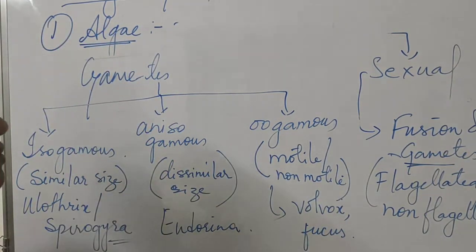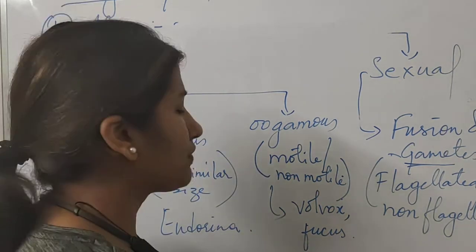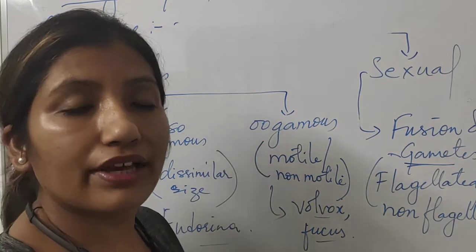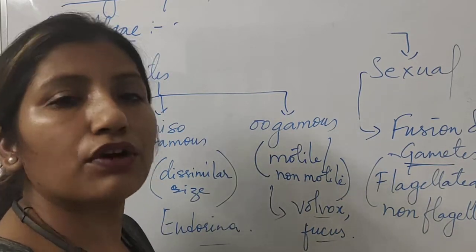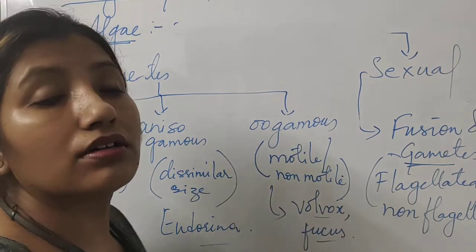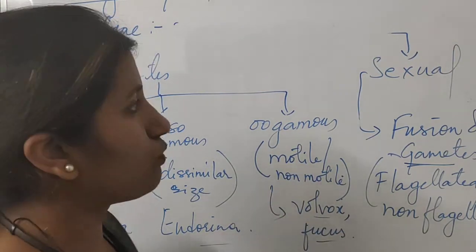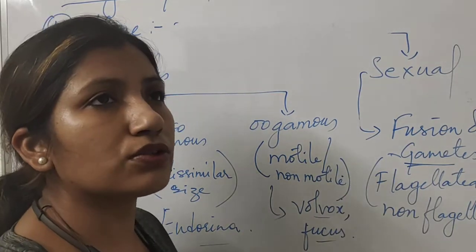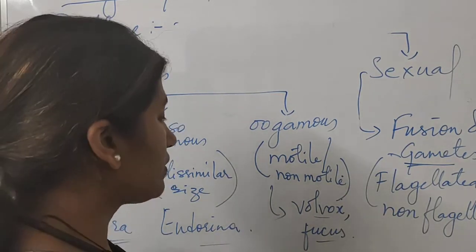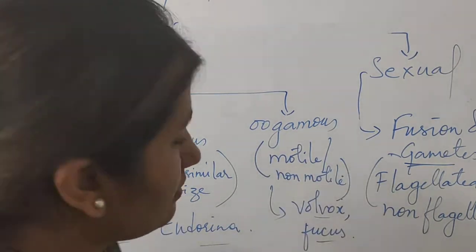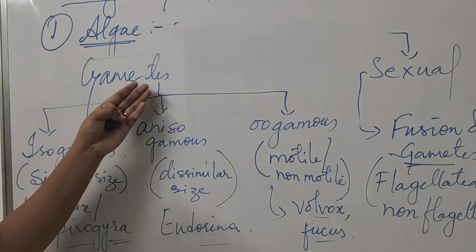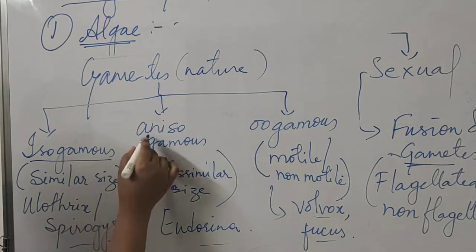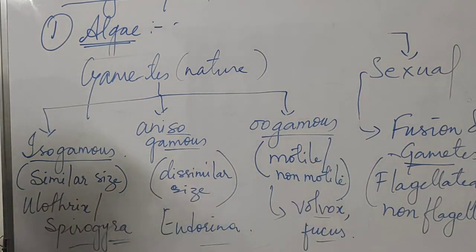I am giving you examples here, and in your textbook also lots of examples of algae are mentioned. The diagrams are also there in your textbook, so refer to the diagram whenever you go through this. What I can draw here is a rough diagram. For better understanding, you can also refer to diagrams on the internet. So these are the natures of gametes. Gametes can be of 3 natures: oogamous, anisogamous, isogamous.